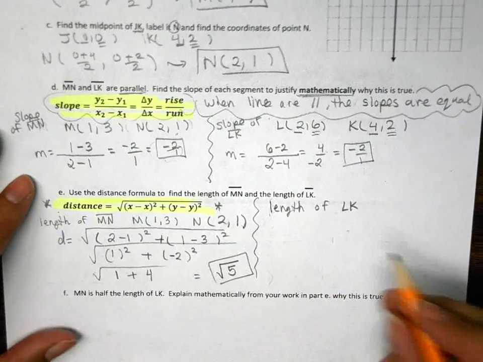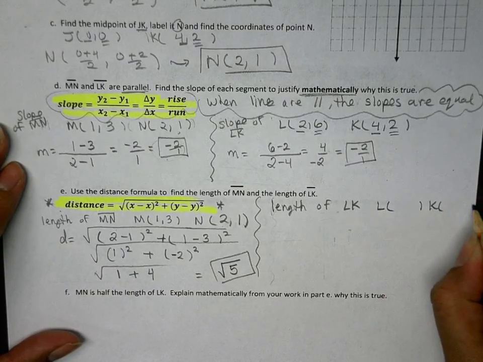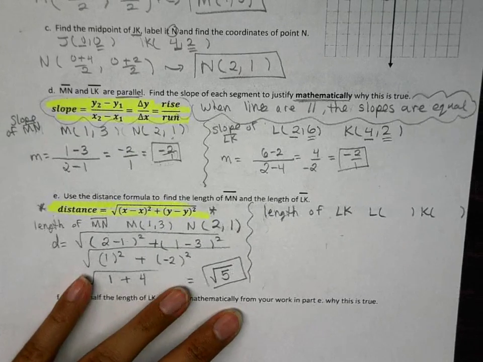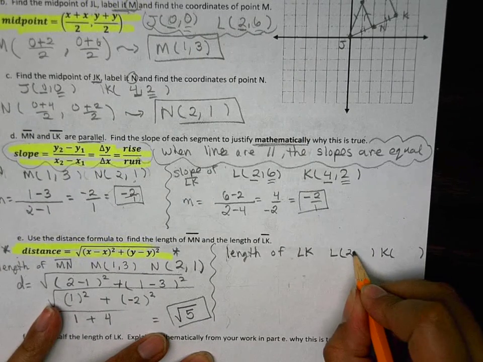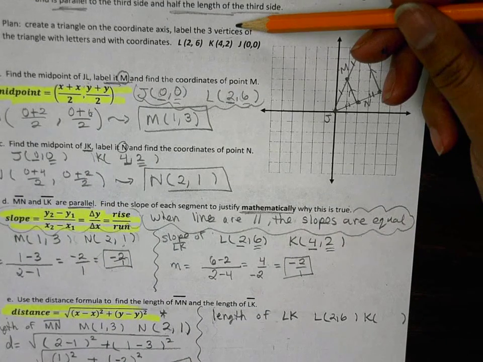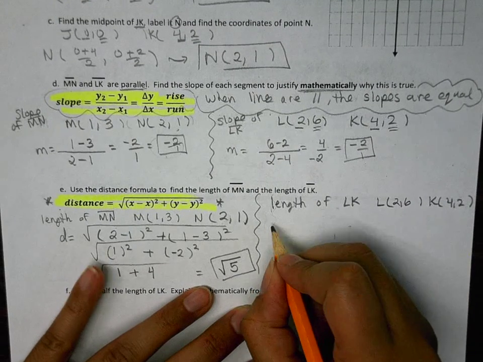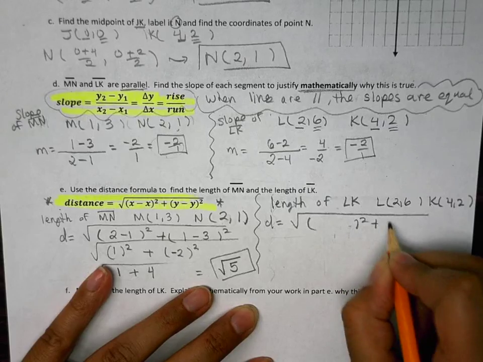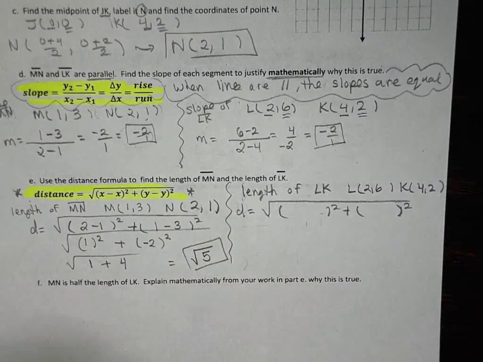Okay, so I label L and K, and yes, you guys have to label these points over and over in each section. Okay, what is L? 2, 6. And what is K? 4, 2. Okay. Distance equals the square root of quantity squared plus quantity squared. Again, I like setting up the skeleton first and then filling the meaty pieces in after.